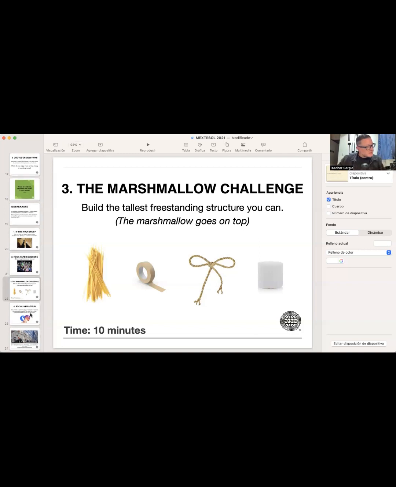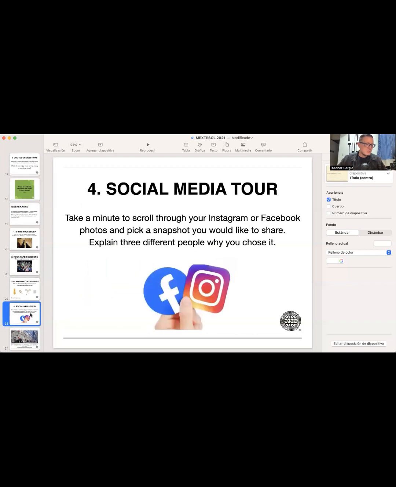Now, the last thing we're going to do, my friend Patty, is work on this. This is something we call a social media tour. What we have to do right here is take a minute to scroll through your Instagram or Facebook. You will select one photo or one picture and explain to 3 different people why you chose that picture.